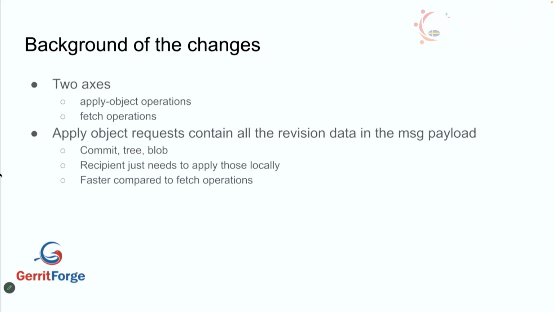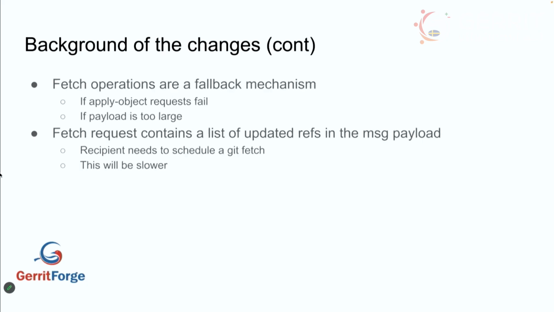So the changes span two different axes, the apply object operations and the fetch API operations. Now, a typical apply object request contains not only the ref names, but the revision data of the ref in the message payload. So this includes the commit hash, the tree, the blobs. All the recipient has to do on their side is parse the payload and apply those locally. So compared to the fetch API operations, this is much faster.